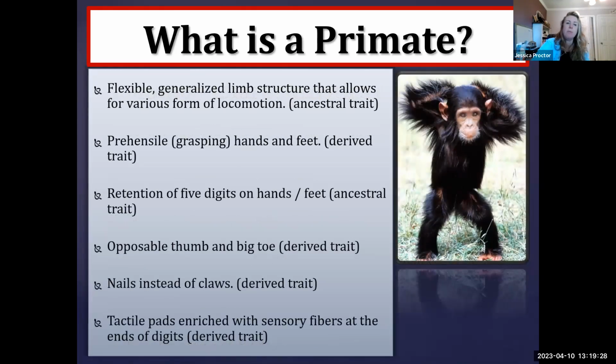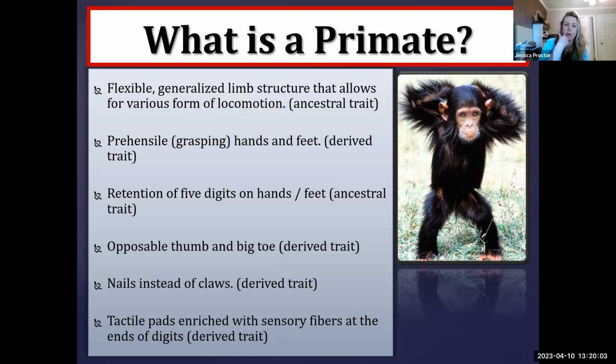All right, so in general, primates have a flexible, generalized limb structure that allows for various forms of locomotion. So when you hear that term ancestral, ancestral always refers to a trait that's older. So think ancestral older and think derived newer. Okay, so flexible limb structure that allows for various forms of locomotion. We're going to talk about the forms of locomotion probably on Wednesday, but just know there's going to be 5 or 6 different types of locomotion that we'll talk about that will be different in each primate.